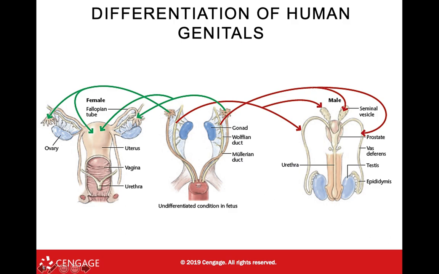develops into the female's uterus, oviducts, and the upper part of the vagina, while the Wolffian duct, right here, of the fetus develops into the male's seminal vesicles, which store semen, and the vas deferens, which is a duct from the testes into the penis. So the Mullerian duct will degenerate in males, and the Wolffian duct will degenerate in females. So based upon that last chromosome, that sex chromosome, it will indicate whether the genitals of a fetus are going to grow into either female or male.